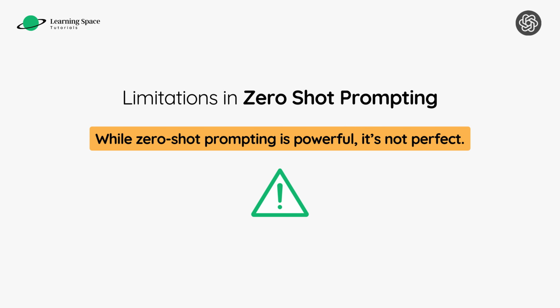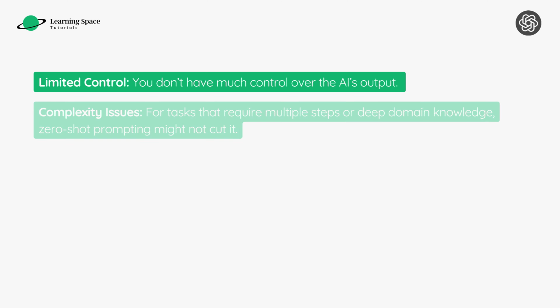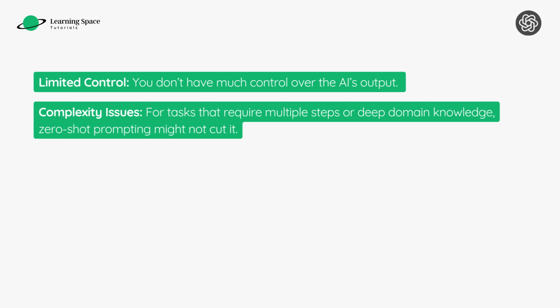While zero-shot prompting is powerful, it is not perfect. Here are some limitations to keep in mind. You don't have much control over the AI's output. It generates responses based on its own understanding, which might not always align with your expectations. For tasks that require multiple steps or deep domain knowledge, zero-shot prompting might not cut it. These tasks often need more detailed instructions or fine-tuning.